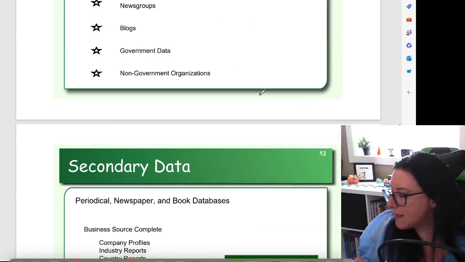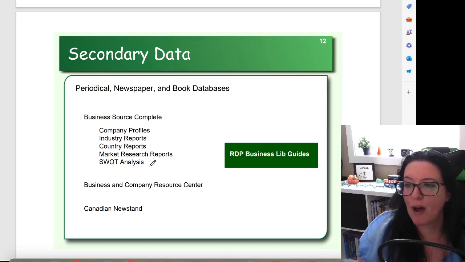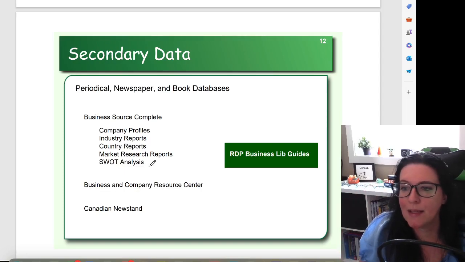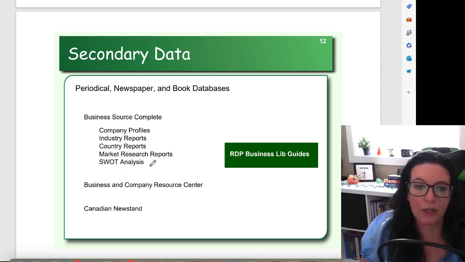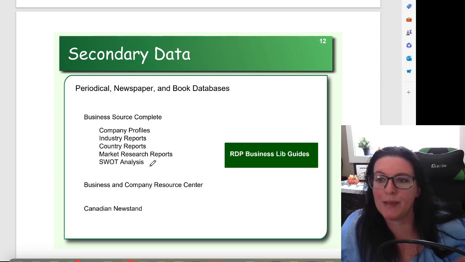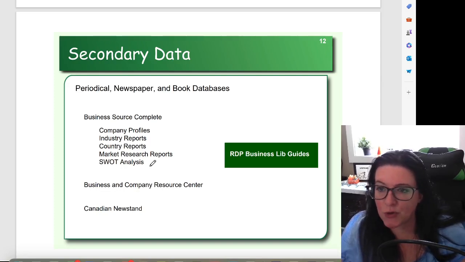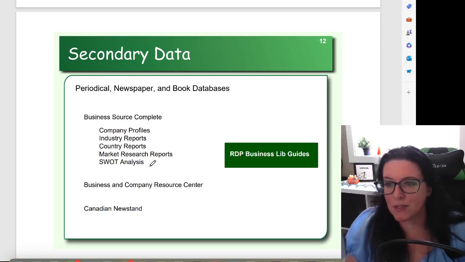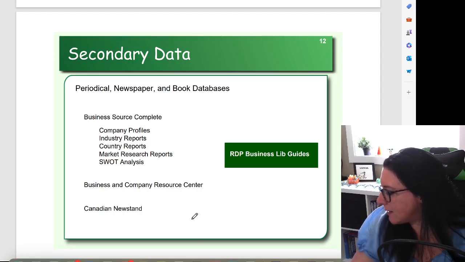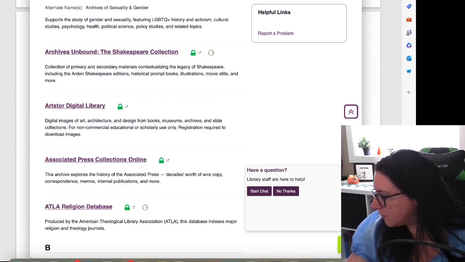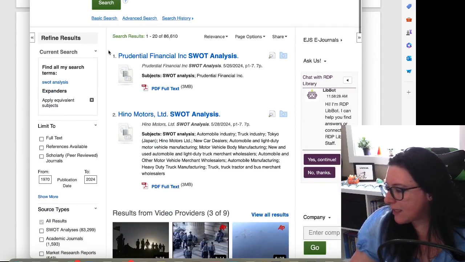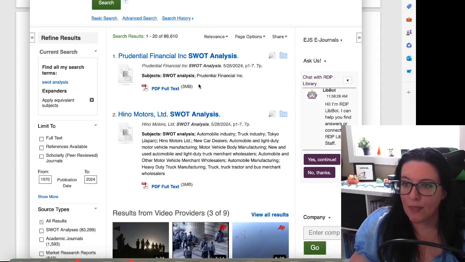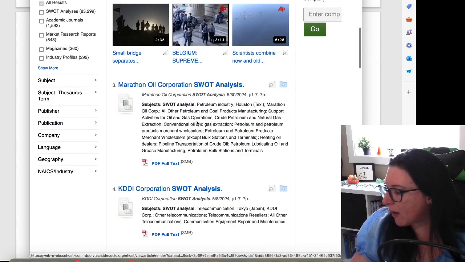We talked about databases. There are other databases you might find through your academic institutions. For example, if you are wanting to understand the competition or you're looking at a new country that you might want to do business in, you can get information, country reports, industry reports. A SWOT analysis looks at the strengths and weaknesses, opportunities and threats that a particular business or organization might encounter. We can see, for example, if we do a SWOT analysis here, we can see Prudential Financial, that company, here's a SWOT for them, Marathon Oil.